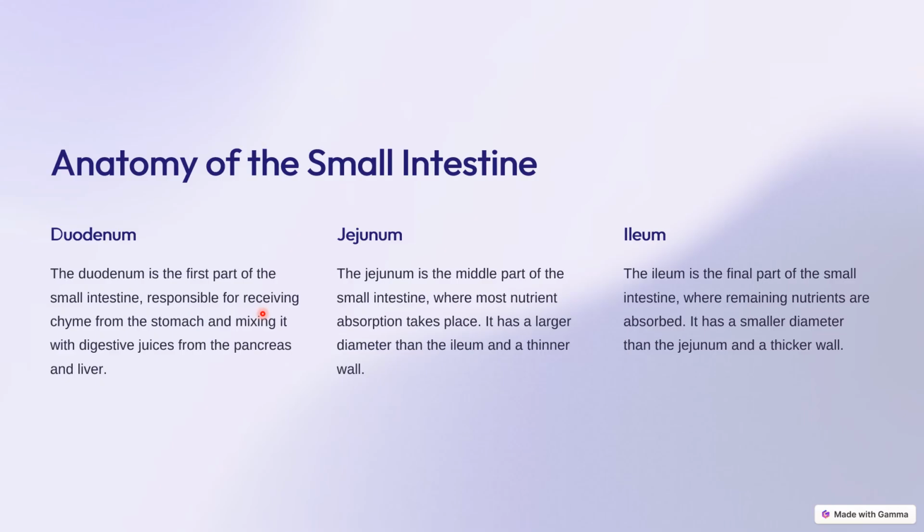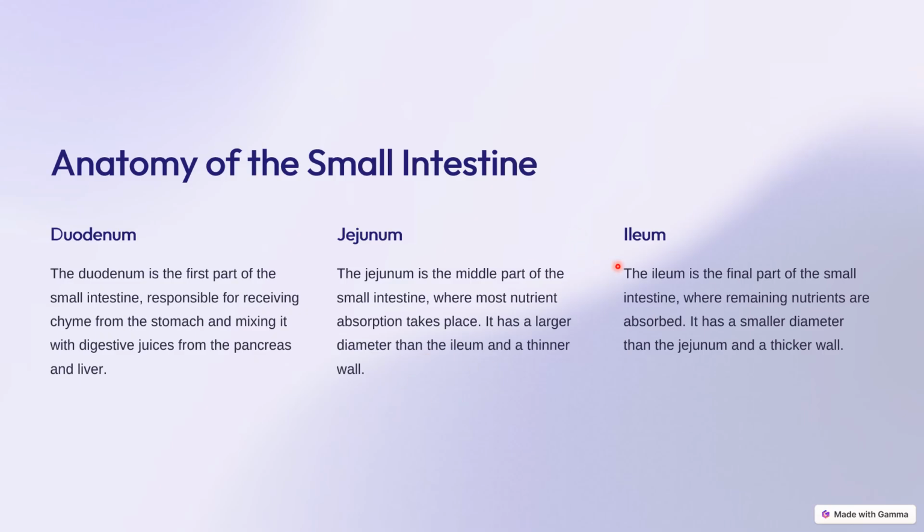So the duodenal part is responsible for receiving the chyme from the stomach and mixing it with the digestive juices from the pancreas and liver. Second part is the jejunum. It's the middle part of the small intestine where most nutrient absorption takes place. It has a larger diameter and a thinner wall than the ileum.